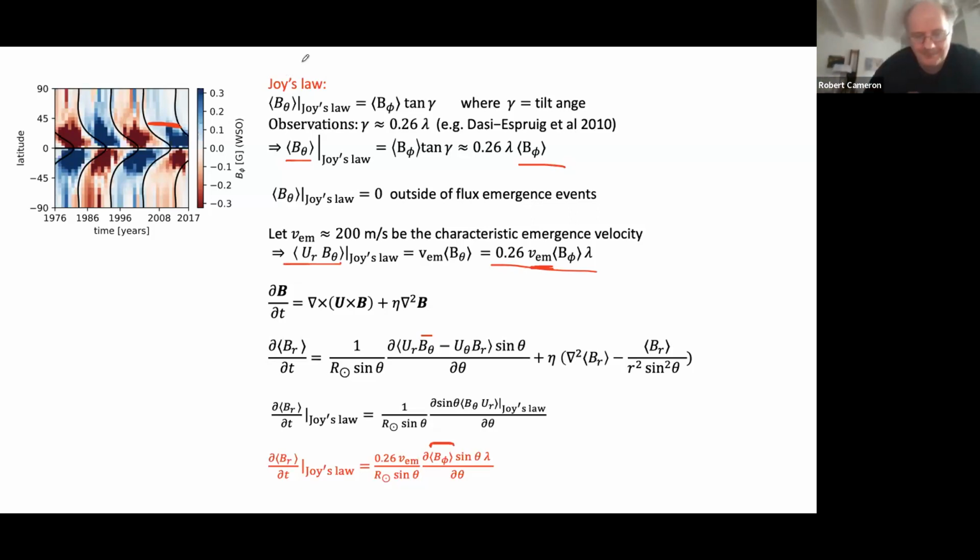More questions? Gustavo? Hi, Robert. Thank you so much. Very, very nice talk. It's me again. So I'd like you to explain again, because it's not clear to me, where is the certainty that a Babcock-Leighton mechanism is happening here?